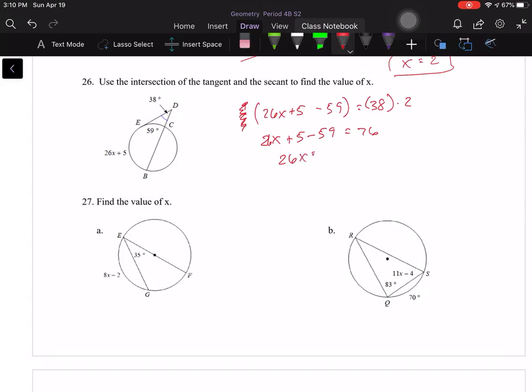So 5 minus 59 is negative 54. So 26x minus 54 equals 76. Add 54. That's 130. So 130 divided by 26 is 5.